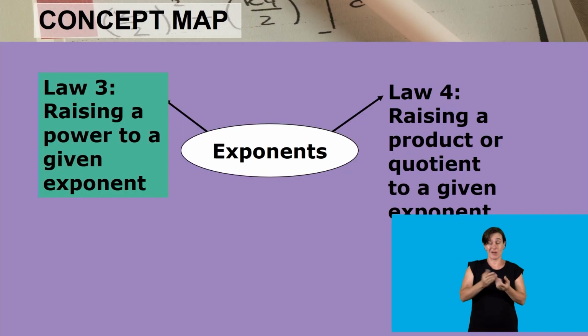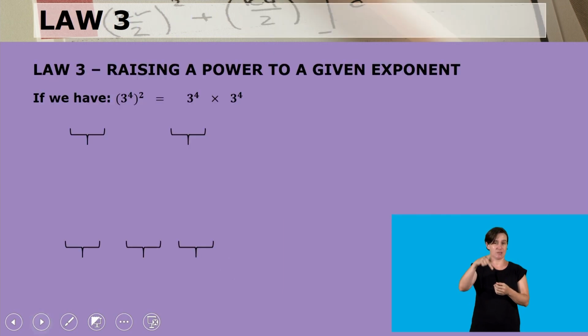So now we are going to go into that first concept of our concept map, and that is the third law of exponents, raising a power to a given exponent. Let's look at that. So if we have now 3 exponent 4, which is a power, and it is raised to an exponent 2, so 3 exponent 4, and that whole power is squared, we know that when we are squaring, that means that we are going to say 3 exponent 4 multiplied by 3 exponent 4.